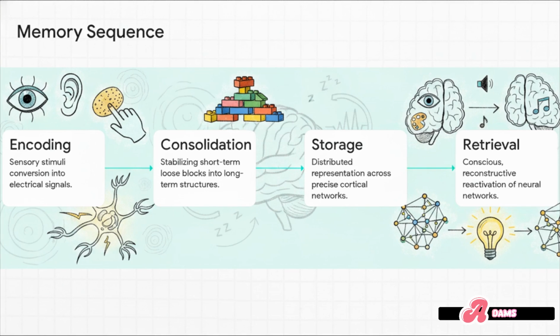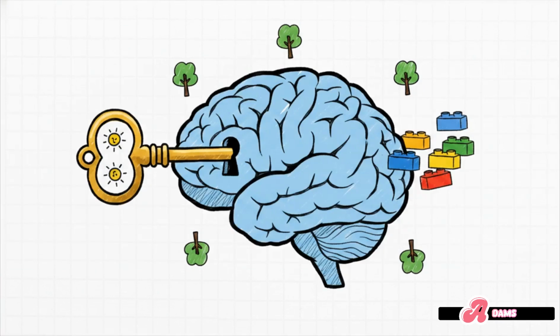And finally, retrieval, the conscious reactivation of all those highly distributed networks. So, the huge takeaway here is that retrieval is definitely not just pressing play on a static video file. It's a real-time, highly active reconstruction of those scattered Lego blocks. Because of this, your ability to pull a memory back up is heavily governed by the encoding specificity principle. Basically, this means you'll maximize your recall when your current physical, emotional, and environmental conditions match the precise conditions of when you first learned it. Your context literally acts as the key to unlock those distributed networks.